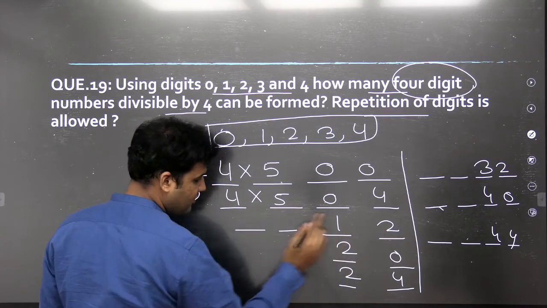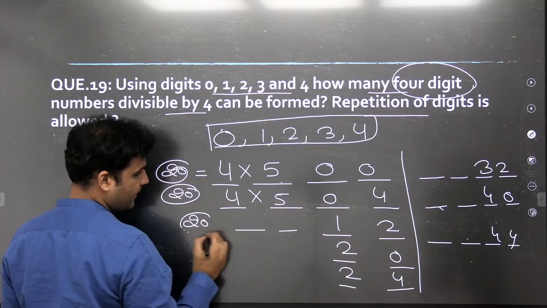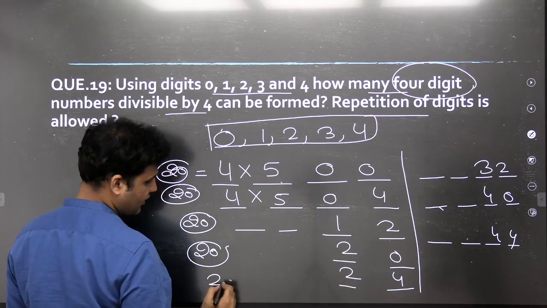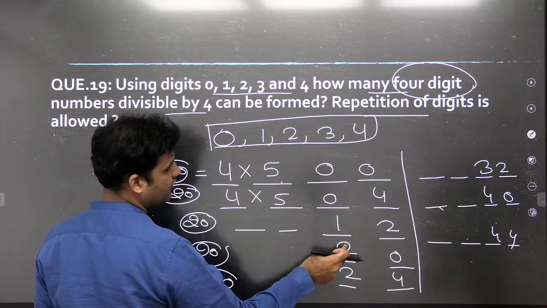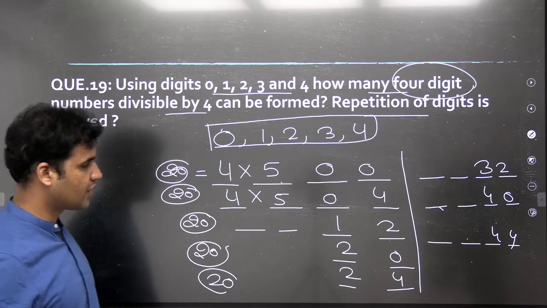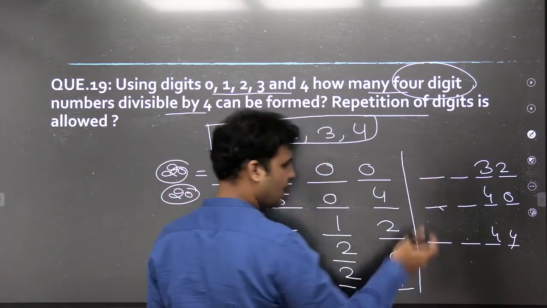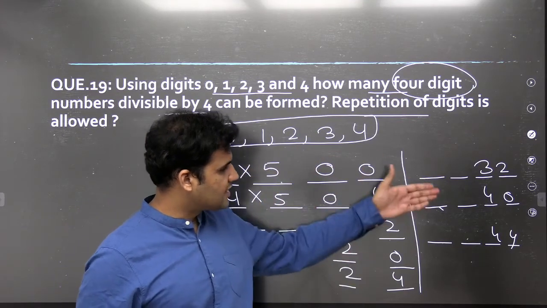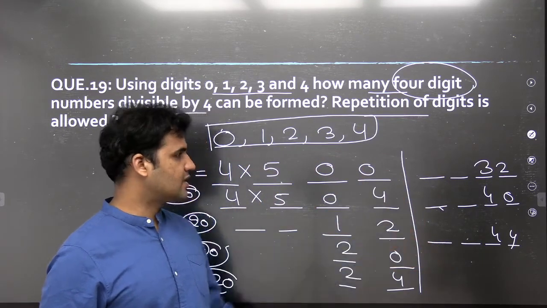In the same case, again I'll have 20 numbers. In this case, again I have 20 numbers. So out of the 5 cases, 20, 20, 20 will be coming 5 times. So 100 numbers are over here. In the same case, you can straight away multiply 20 with 8 cases. 20 into 8, 160 is the answer.